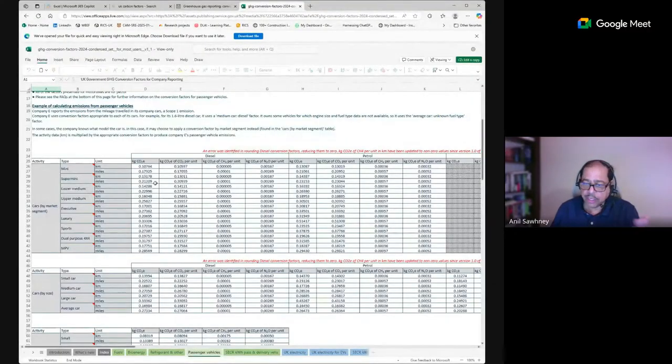Similarly, there is also a sheet, which for some reason I'm not able to find, which essentially gives you carbon emissions for trucks: loaded trucks, half-laden trucks, empty trucks. So I think you get a good flavor of this.